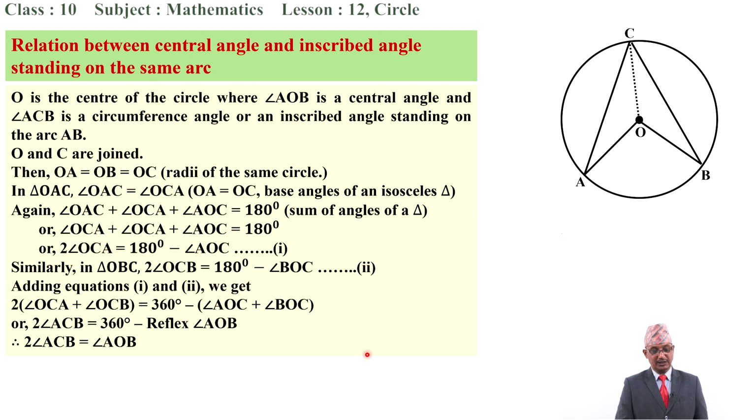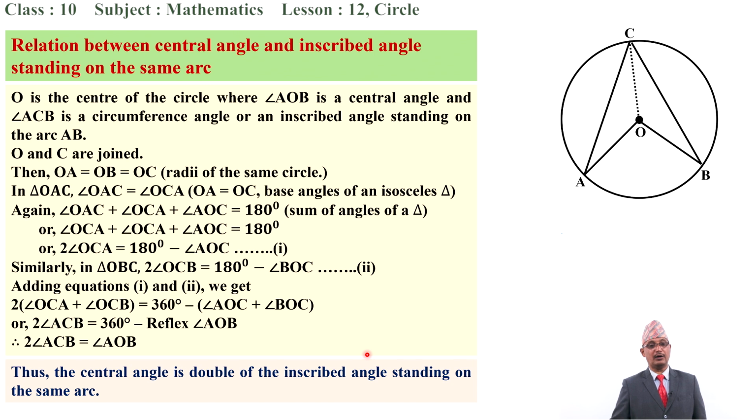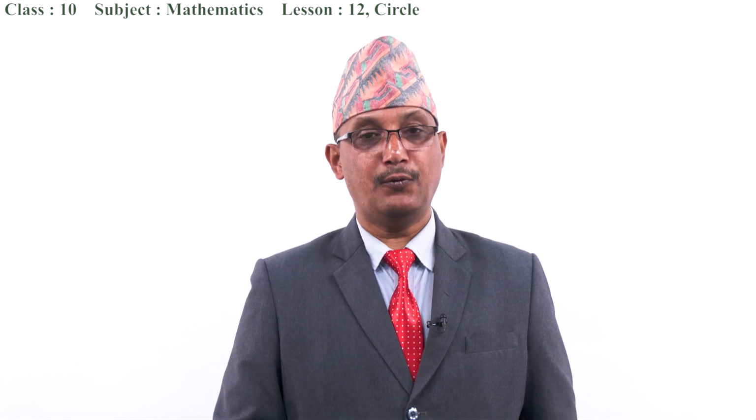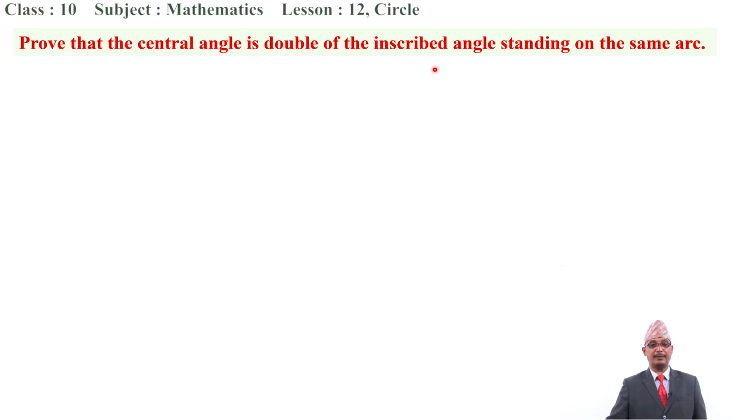So on the basis of this discussion, what can we conclude now? Thus the central angle is double, or twice, or 2 times the inscribed angle standing on the same arc. We have already proved in the previous class, experimentally, that the central angle is 2 times the inscribed angle standing on the same arc. And today we are going to prove the same theorem, that the central angle is double the inscribed angle standing on the same arc, theoretically.